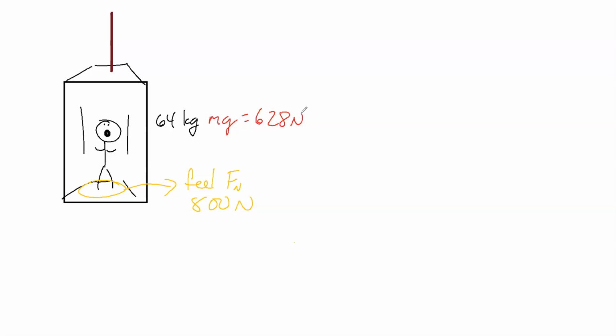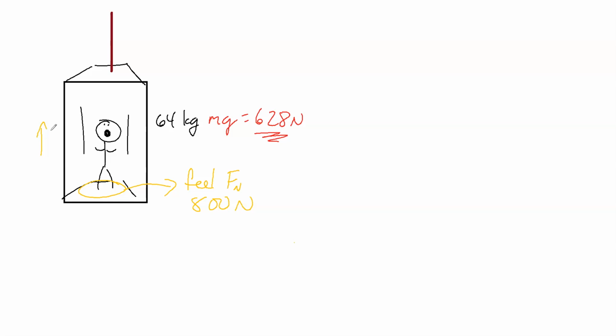Now this helps me out, because if the guy was just standing in the elevator and the elevator wasn't moving, the normal force that he would feel on his feet would just be 628. But he's not feeling 628. He's feeling 800. He's feeling more force on his feet than usual, and that tells you that the elevator must be accelerating upwards. When elevators take off and start moving, you feel more pressure in your feet when it's lifting you up. So that tells me that the elevator is moving upwards.